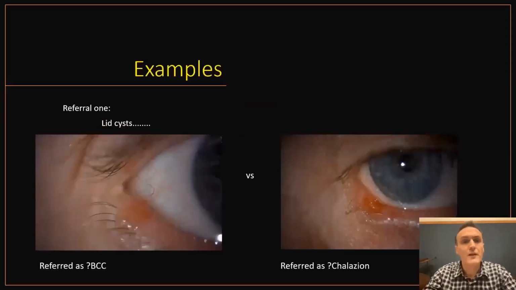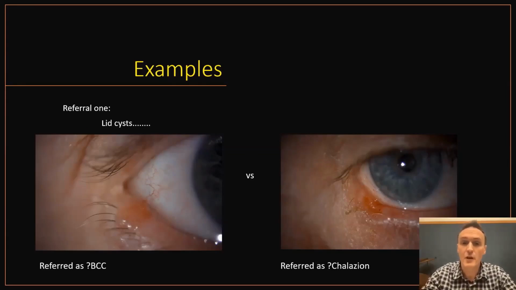So what about some examples of the types of things we've been getting in? Well, here you can see images for patients referred in with lid-type cysts. The one on the left here has been referred in as a basal cell carcinoma, but clearly you can see that with the normal lid architecture, no loss of lashes, this is really just a simple papilloma.